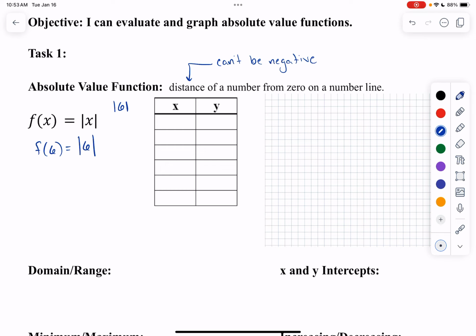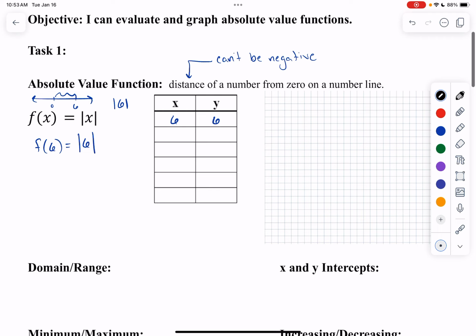So basically I'm looking for the number 6 on a number line. There's my number 6. How far away is it from the number 0? Well, that's 6 units away. So when I input a 6, I get out a 6. So if we were to graph this function over here, if I input a 6, I get out a 6. So 1, 2, 3, 4, 5, 6.